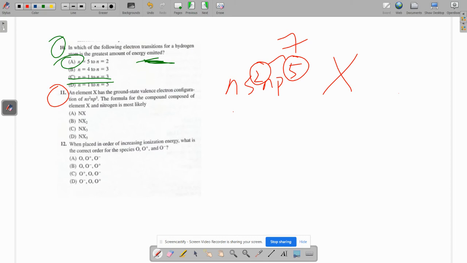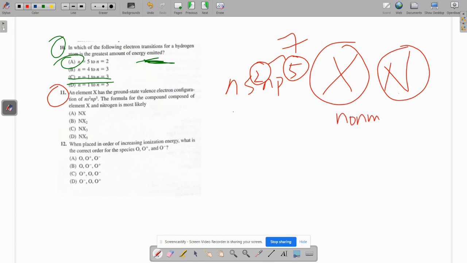The formula for the compound composed of element X and nitrogen would be. So bottom line is if you put nitrogen with a halogen, those are both nonmetals. So they're both nonmetals, and this is going to be a covalently bonded molecule. That being said, you kind of have to go back to what covalent bonds are.